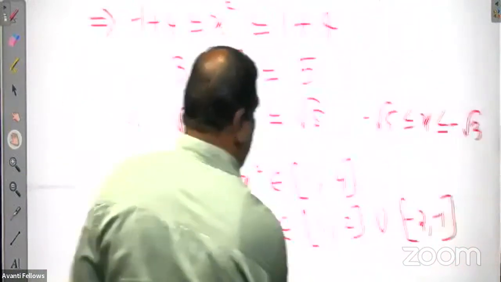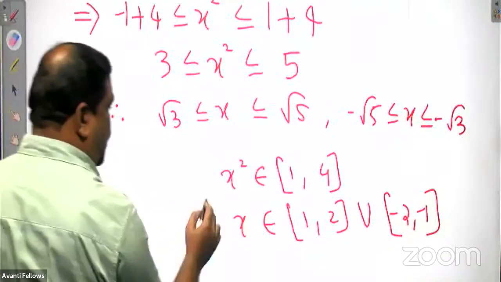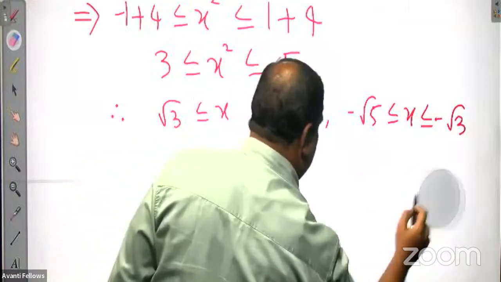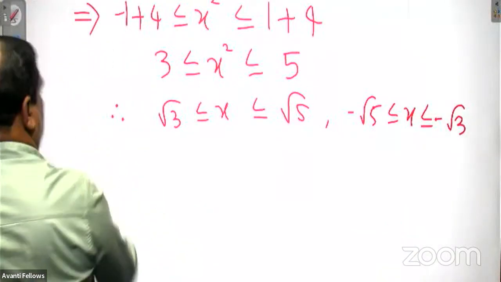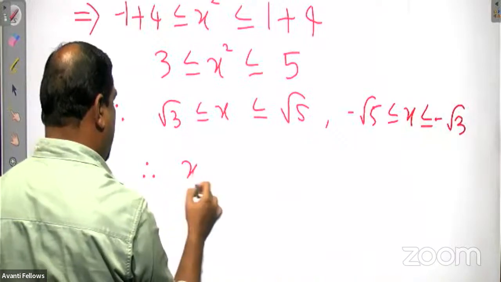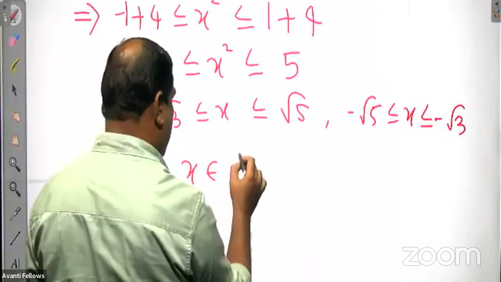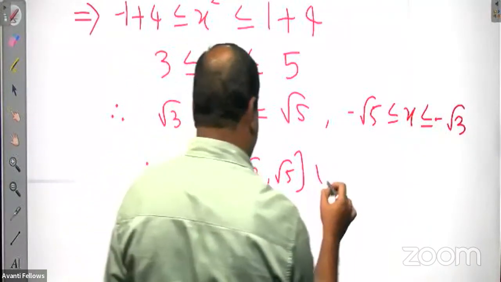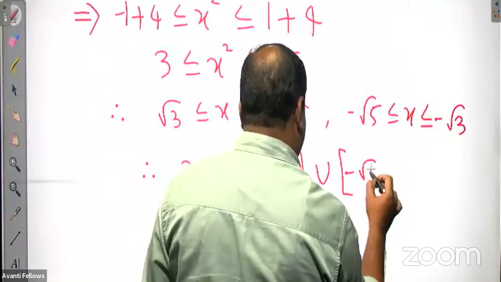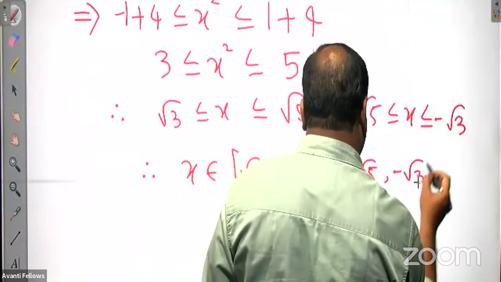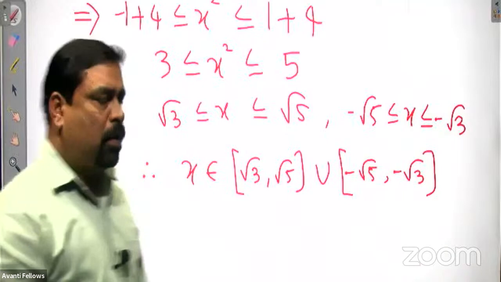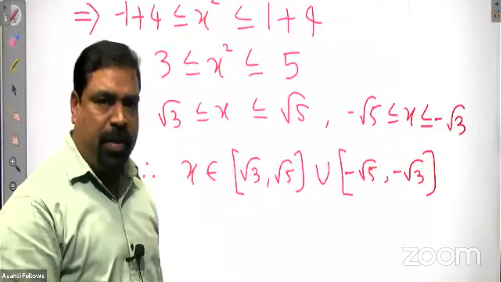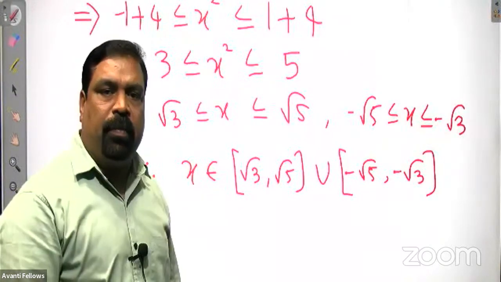So we got the value for x. Therefore, x belongs to which interval? The closed interval root 3 to root 5, one interval, union, the other interval is minus root 5 to minus root 3. So this is the domain of the given function. I think it is clear now.